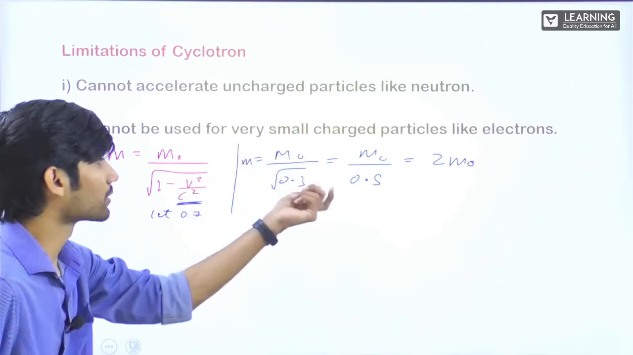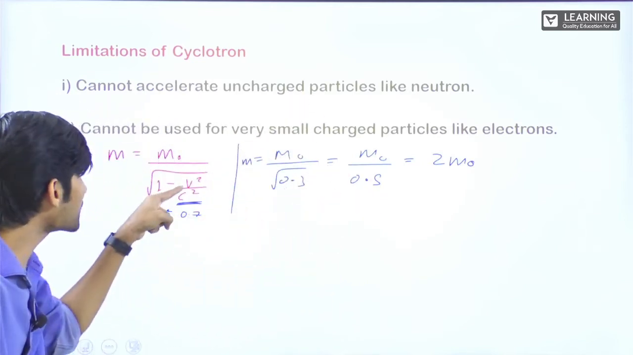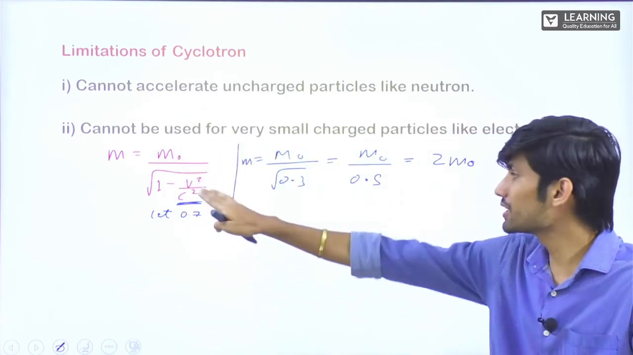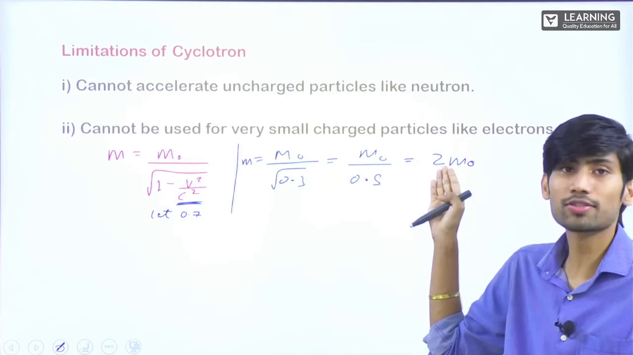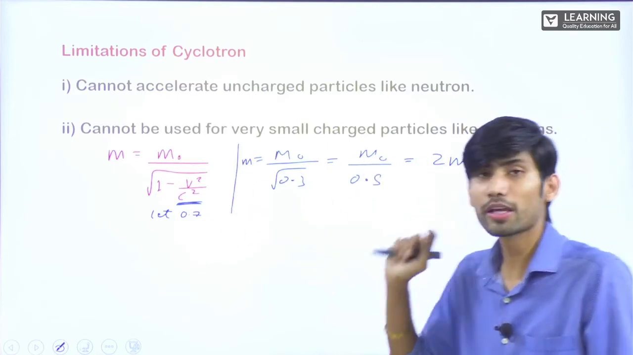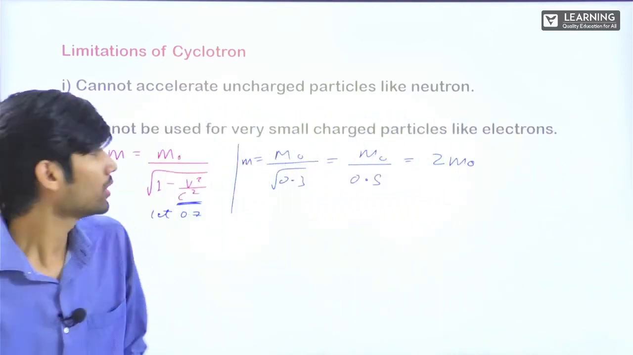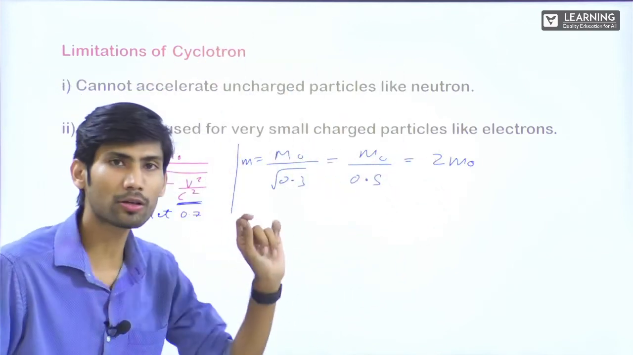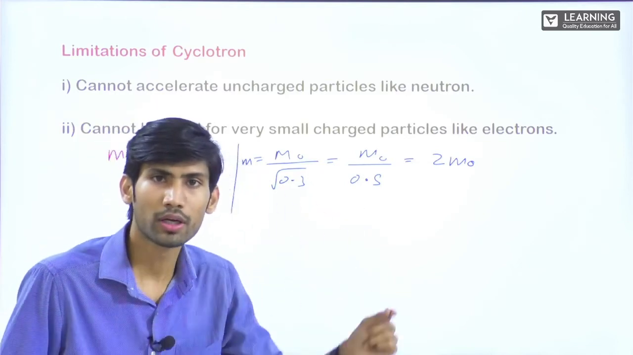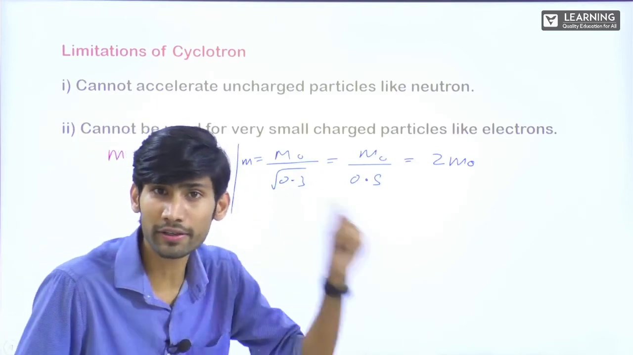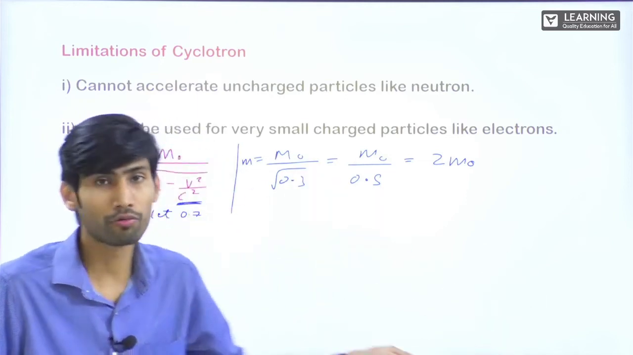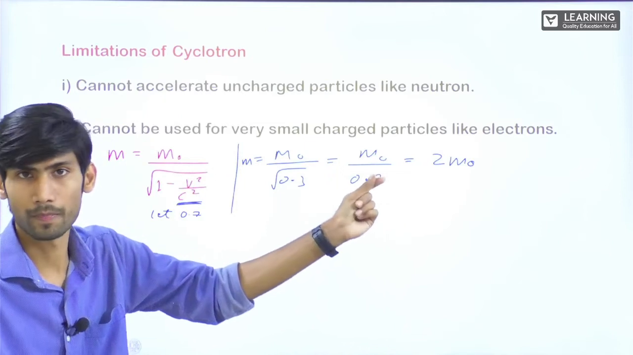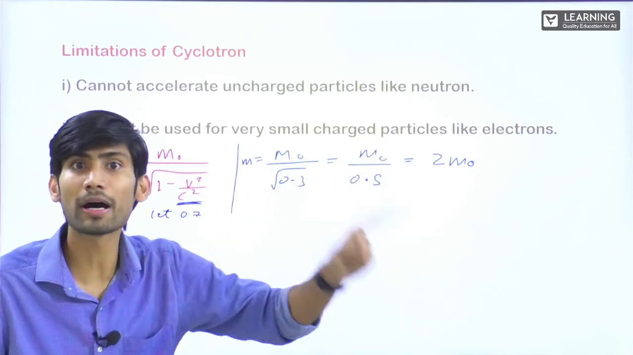That means what I'm trying to tell is, if the velocity is increasing, if it becomes comparable to the speed of light. So this is one example. See here, the mass has changed. For this example, the mass became 2 times. Now what is the problem if the mass is increasing? So here in the cyclotron, the charge is moving, the speed is increasing. A time will come when the speed will be comparable to the speed of light, and then the mass will change.